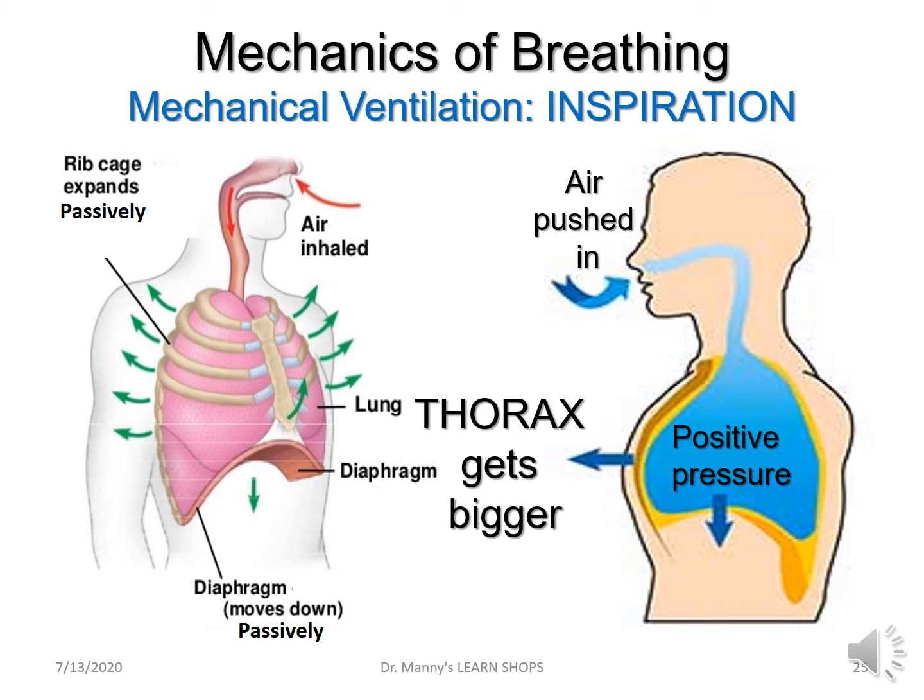When we have mechanical ventilation, air is pushed in. This is forceful. This is positive pressure. So it's forced in to the airways using positive pressure, and as a consequence of that, the diaphragm is forced down. The lungs are forced to inflate, and the thorax gets bigger.